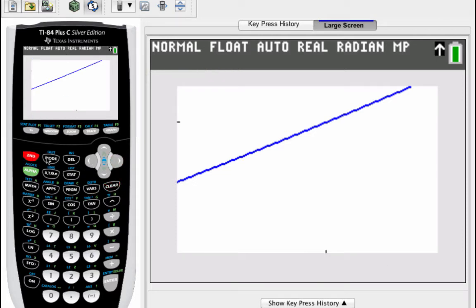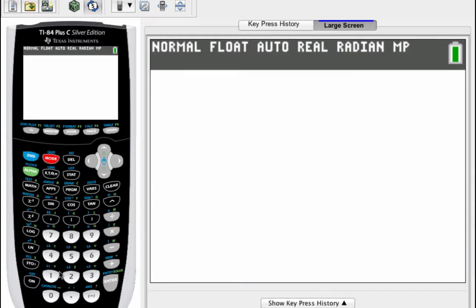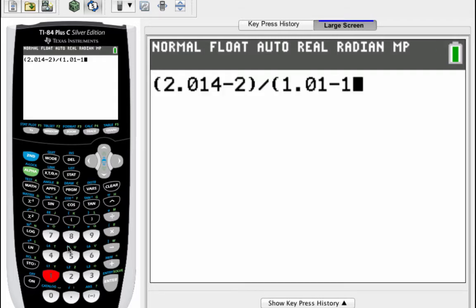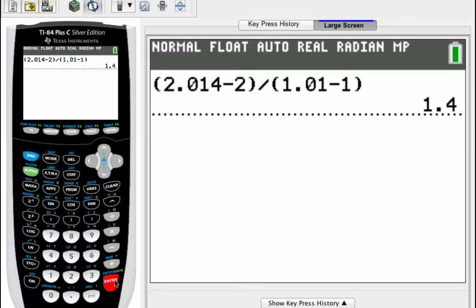So slope of a tangent line, y2 minus y1. So 2.014 minus 2 divided by the difference in the x values, 1.01 minus 1. So there's y2 minus y1 over x2 minus x1. So the slope of my tangent line is approximately 1.4. So I would say that f prime of 1 is approximately 1.4.